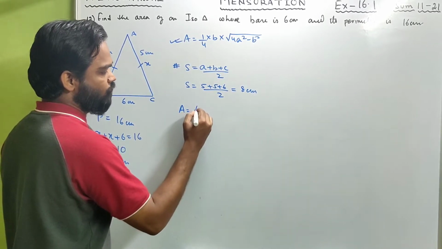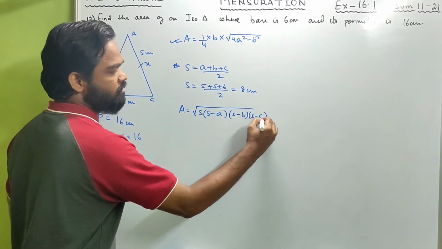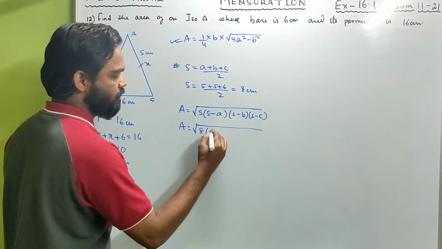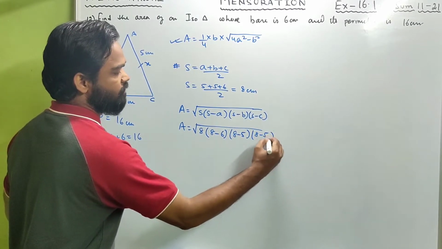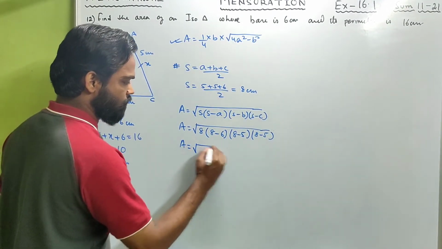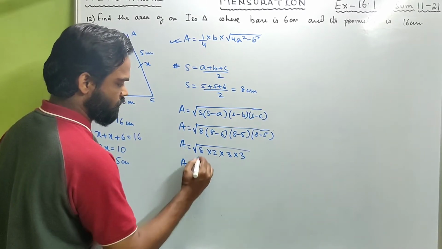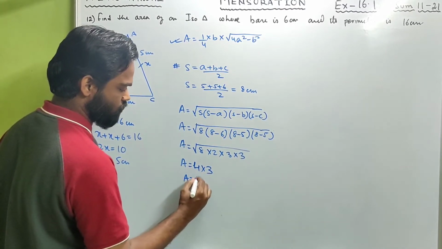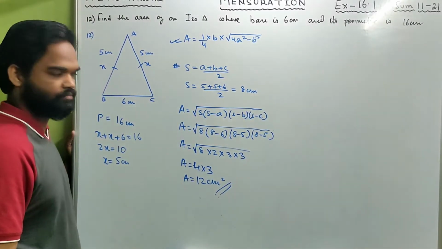Then area is root over of, remember, S into S minus A, S minus B, S minus C. Substitute the values. So 8 into 8 minus 6, 8 minus 5, 8 minus 5, because the sides are 6, 5 and 5. Okay, so area will be root of 8 multiplied by 2 multiplied by 3 multiplied by 3. So area is root of 8 times 2, which is 16, times 9. Root of 16 is 4 and root of 9 is 3. So this is 12 centimeter square. You can use this formula also and get the answer.